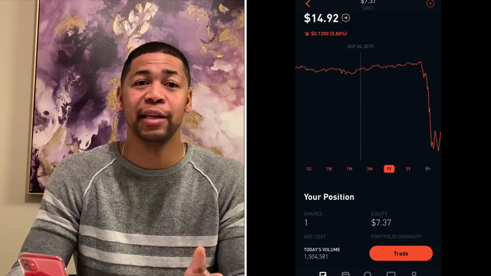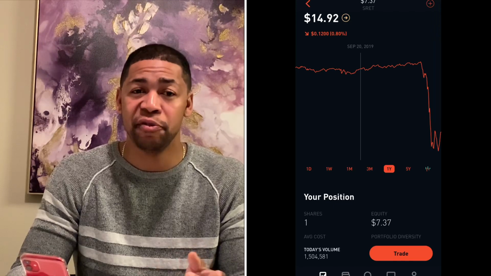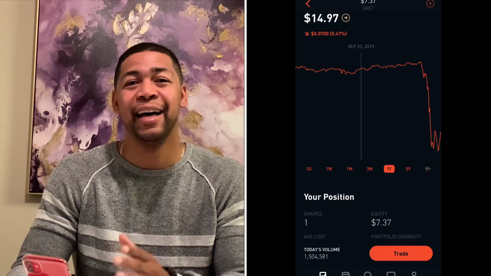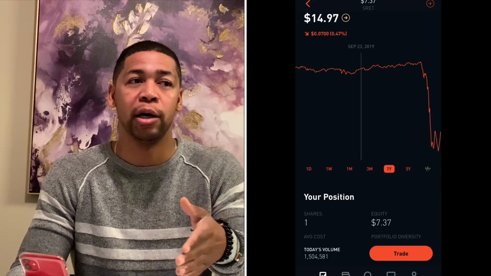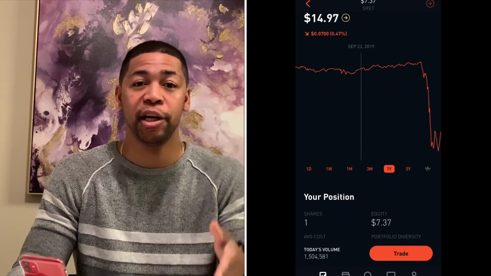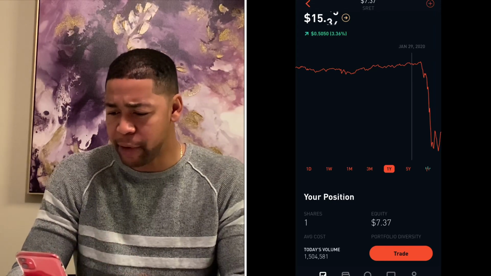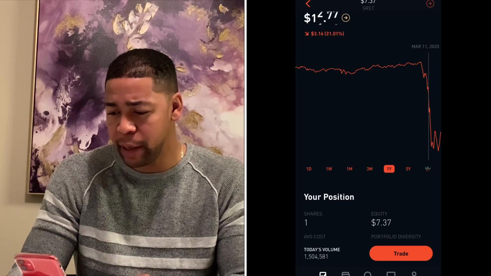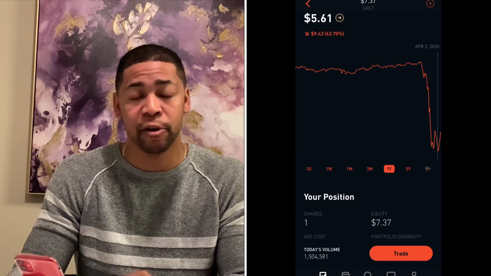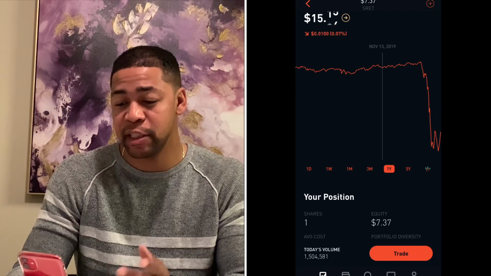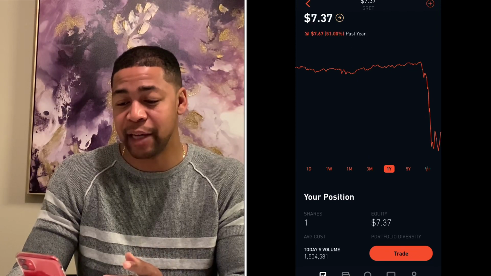Like I said, you don't need a lot of money to invest. You just need a few dollars. Actually, you only need $1, because now Robinhood actually allows you to buy partial shares, which is really good. So you can see right here in February and March, and then a big drop off from the coronavirus. So it went from literally $14.97, $15, all the way down to $7 right now.